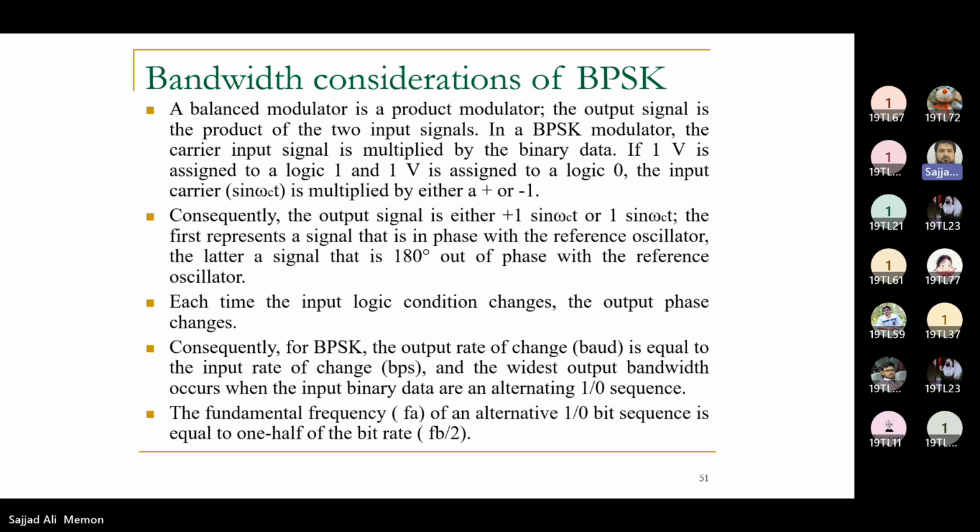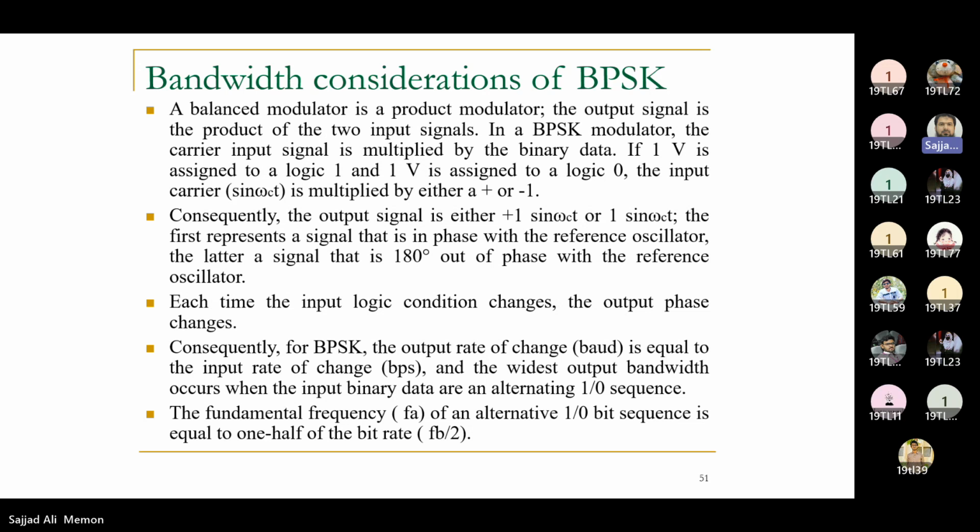Bandwidth of BPSK. Balanced modulator is a product modulator actually, where you can see the input voltage is multiplied with the reference carrier that has two possibilities, plus sin omega ct or minus sin omega ct. One output will be in phase and another can be out of phase. If it is logic 1, then it is 0 degrees change in the phase of the carrier. If it is minus sin omega ct, that is logic 0, then it is 180 degrees change in the phase with respect to the reference carrier.